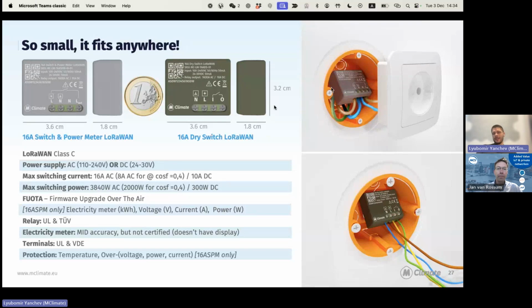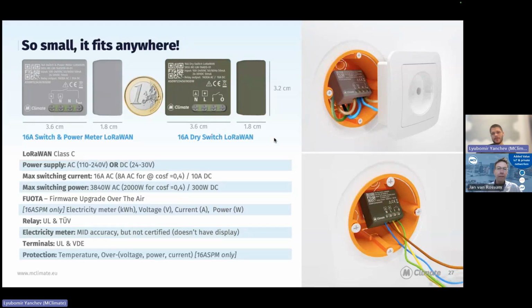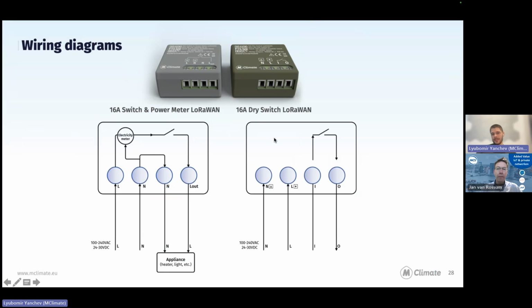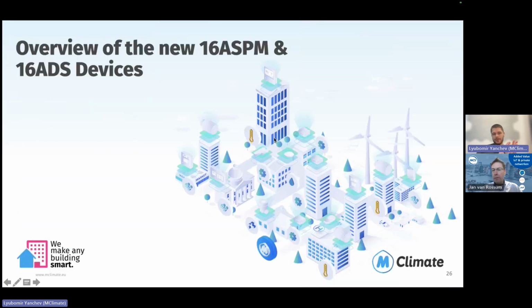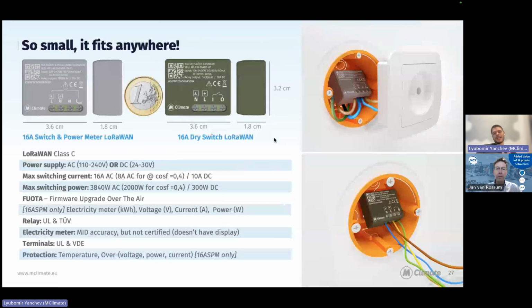So yeah, we get to the topic of the webinar, which is the 2 new products that we launched: the 16 ASPM, or switch amp meter, and the 16 ADS, which is the 16 amps dry switch. I'm just going to show them quickly. I hope you can see my screen, my camera, but this is the 16 ASPM. This is essentially 16 amps of relay and also a power meter.